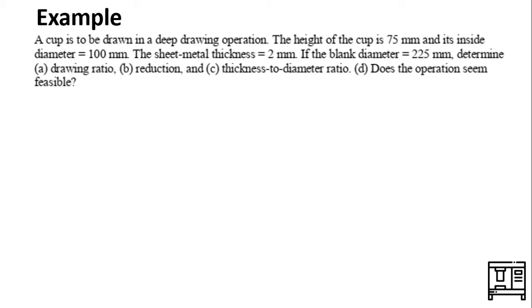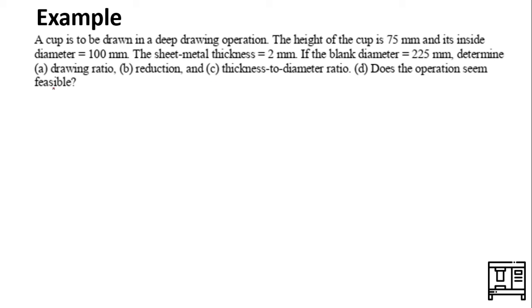So if we start with this numerical: a cup is to be drawn in a deep drawing operation. The height of the cup is 75 millimeter and its inside diameter is 100 millimeter. The sheet metal thickness is 2 millimeter. If the blank diameter is 225 millimeter, determine the drawing ratio, reduction ratio, thickness to diameter ratio, and whether the operation seems feasible. As we know, these three parameters are used to determine the feasibility of the drawing operation.